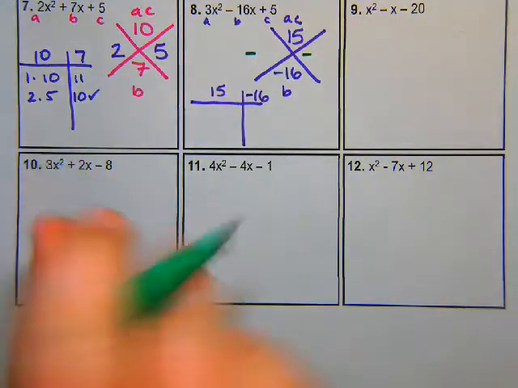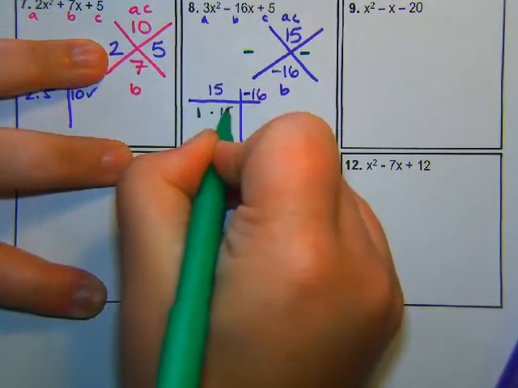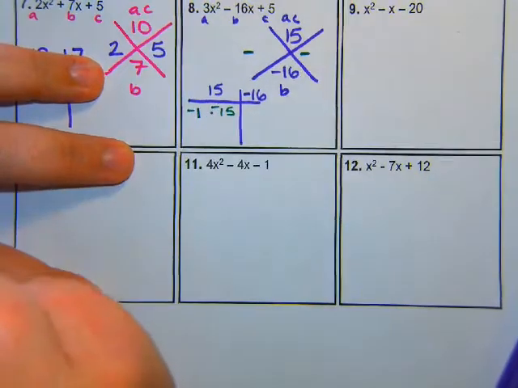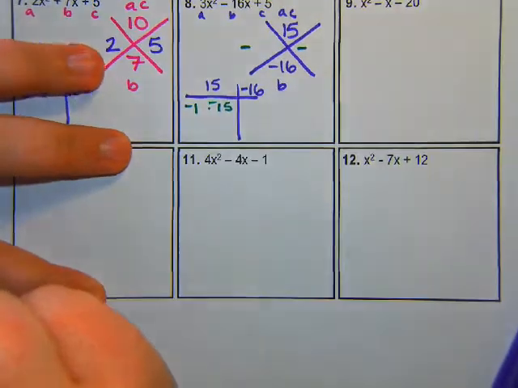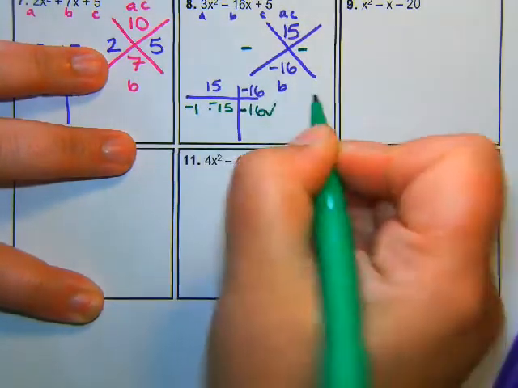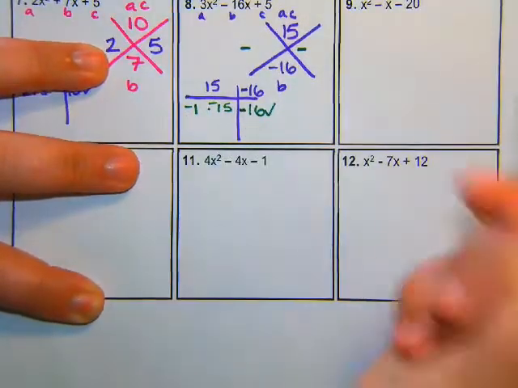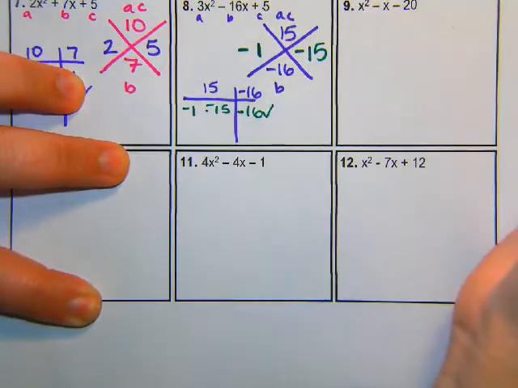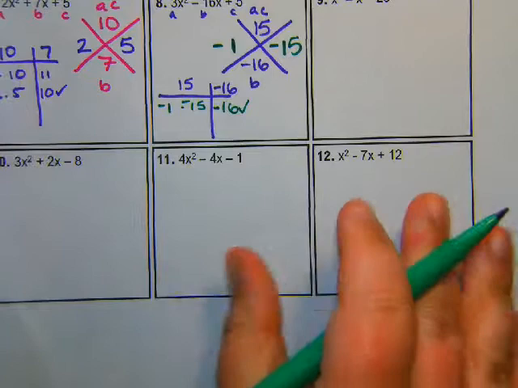Well, 1 times 15 is 15, but I need them both to be negative. Those still multiply to positive 15, but they add to negative 16. So I already did it. First one, great. This is negative 1. This is negative 15. Those are my factors. Let's do the next one.